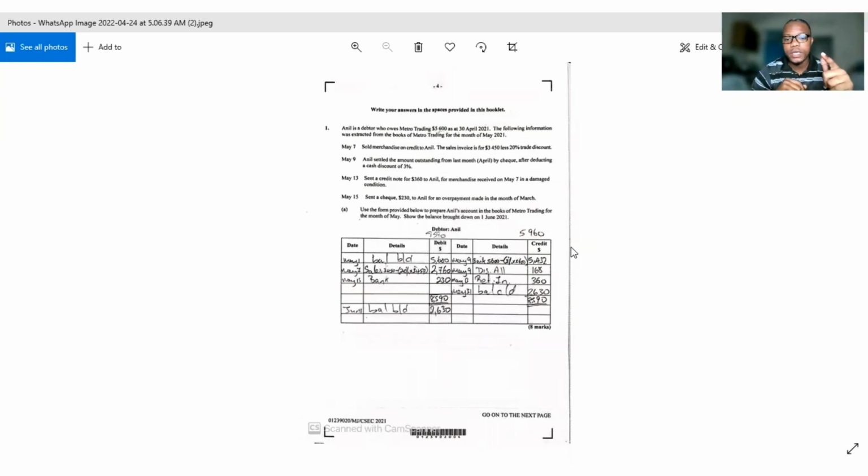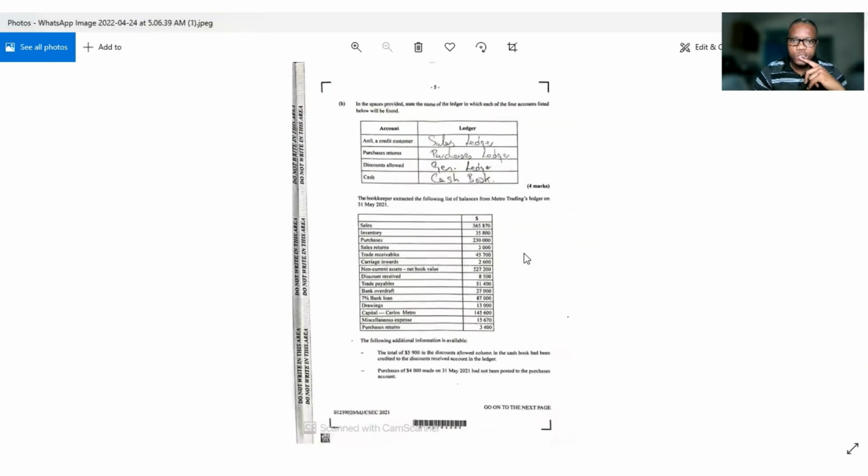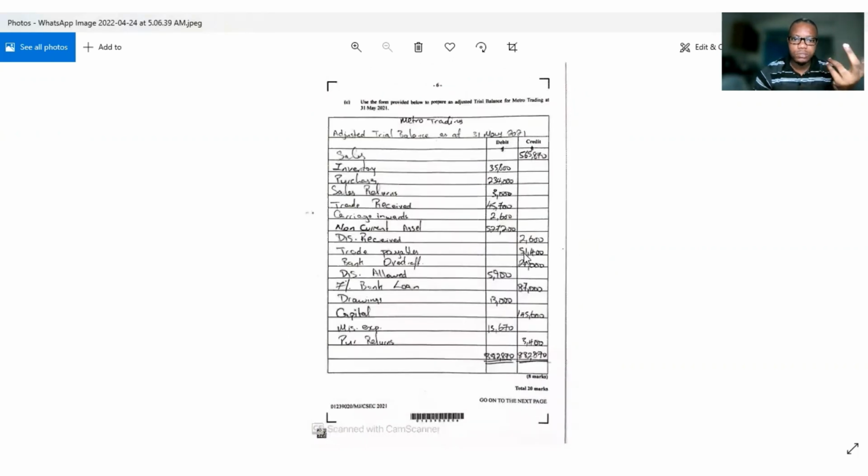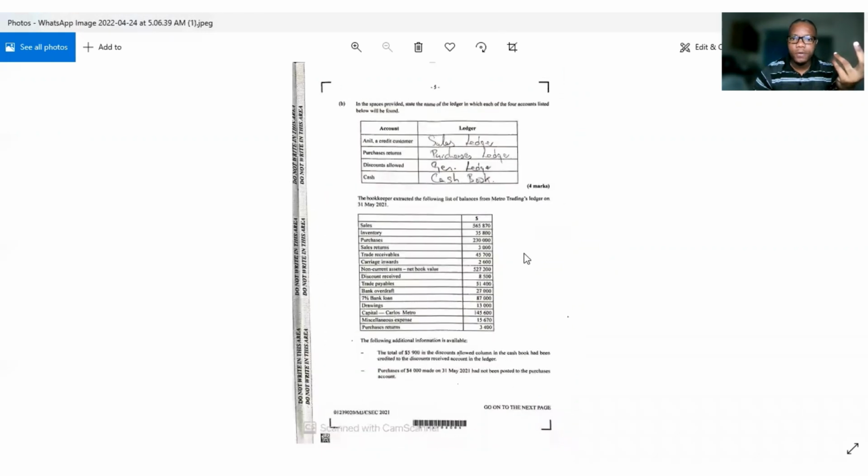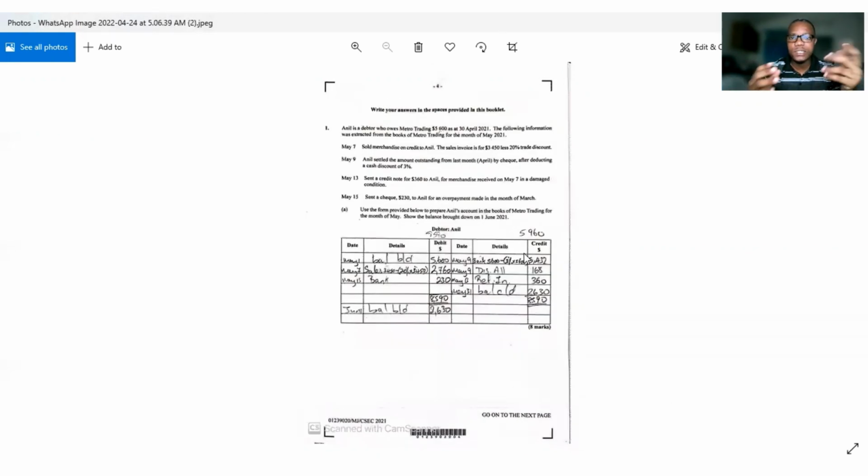So today, I'll be looking at a 2021 past paper. That's actually last year's past paper. I will be looking at question one. Question one for this paper has, let me see, three parts actually. 20 marks. You know that each question is worth 20 marks.